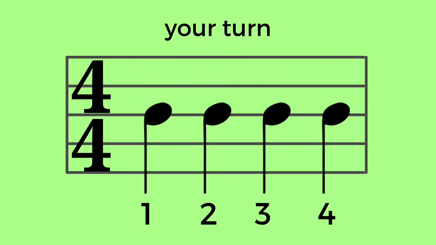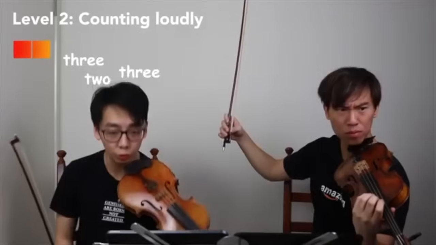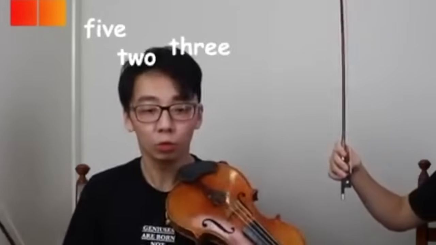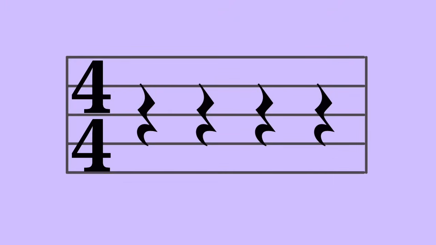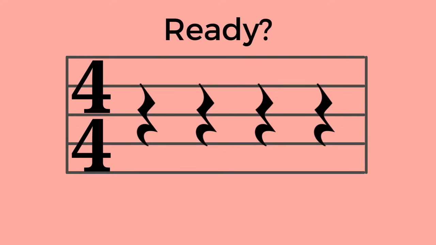Nice job. Now here's a measure of 4 quarter rests. When you count these, you can either leave it silent or say shh. I recommend shh because it'll teach your brain to recognize rests actively, which in turn will lead you to developing a better sense of rhythm. 4 quarter rests sound like this. Shh, shh, shh, shh. Now it's your turn. Ready, get, set, go.